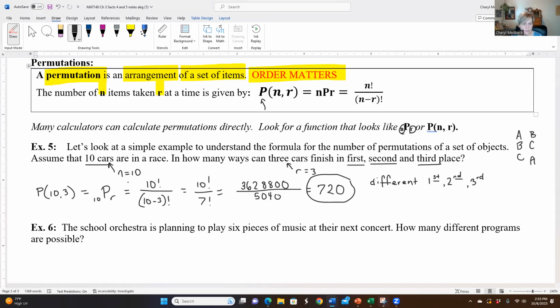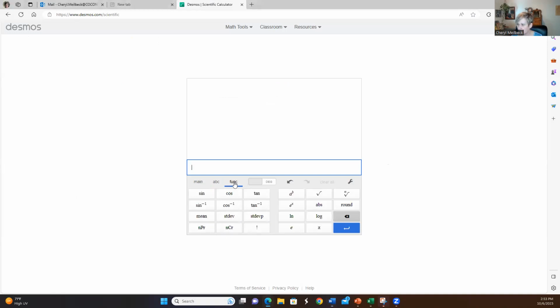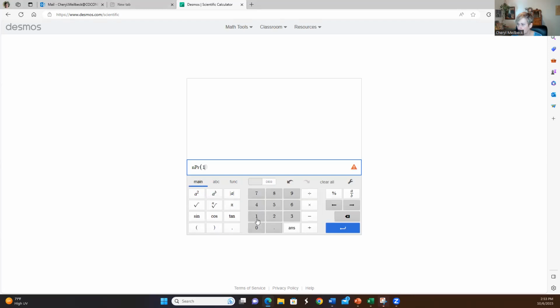Now there's another way to do this because your calculator and Desmos will perform this calculation for you. Let me show you how to do that. So here we have Desmos, and if we want to do 10 permute 3, we simply go to functions and then go right here. It's going to be 10 items with a comma, chosen 3 at a time, and you get that 720. So your calculators and Desmos will do this for you also. Let's look at our next question.